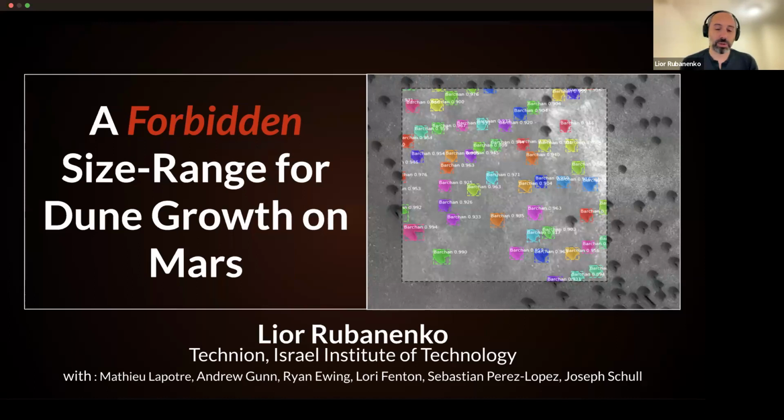And then in my postdoc, I worked with Mathieu Lapotre on trying to characterize Mars's atmosphere and environment by studying the morphology of dunes, and specifically of Barcan dunes. In this process, we stumbled across an interesting problem, which I'm going to tell you about, which we were able to shed new light on by measuring a large number of Barcan dunes, in this case on Mars, and understanding the relationship between the sizes of those dunes and the atmosphere.